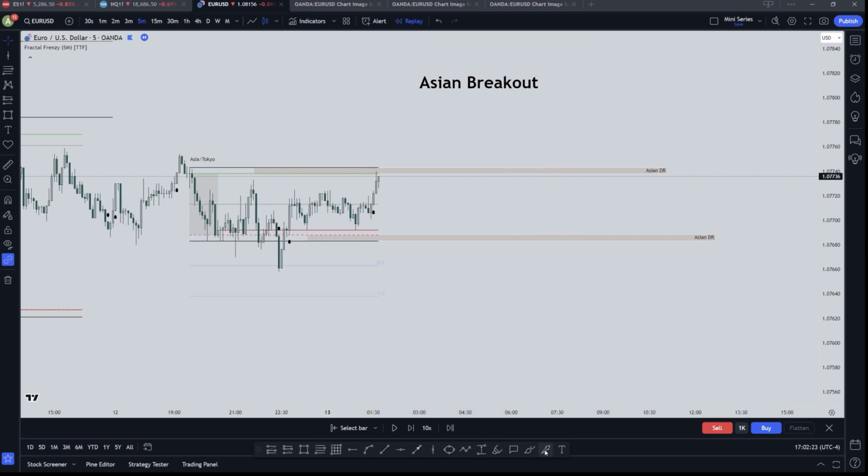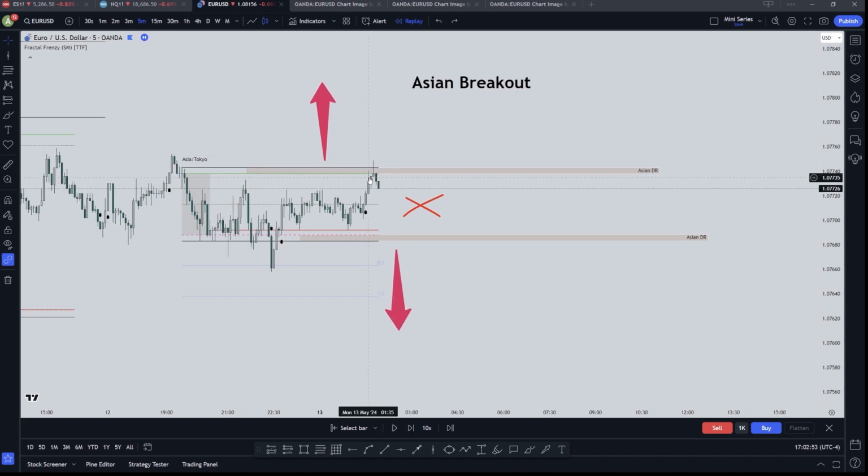I told you in the previous video that when price is below the Asian DR levels we are bearish, and when we are above them we are bullish. Of course, what else I told you is that between the two Asian DR levels, we are neutral and we don't take any positions. Now, let's forward price to see how it plays out.